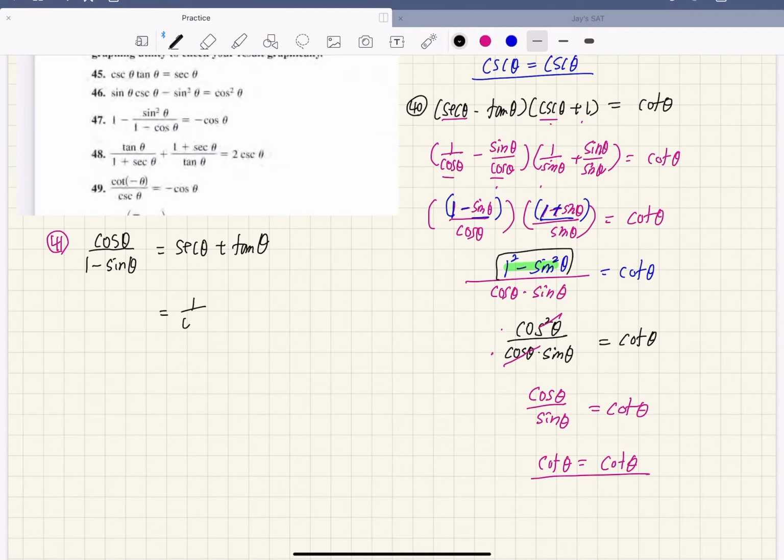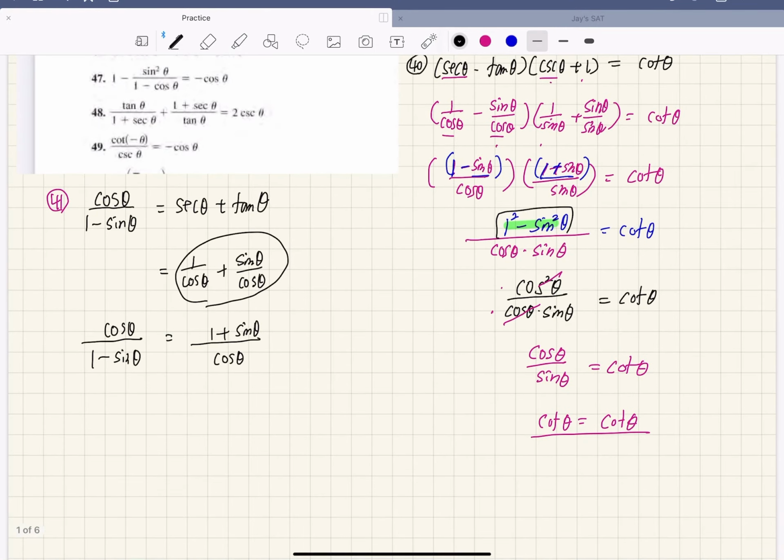Secant is 1 over cosine. Tangent is sine over cosine. So you can combine these two because cosine theta is the common denominator: 1 plus sine theta over cosine theta. Left side is the same. Do not change both sides. Okay. We need to keep on changing right side.